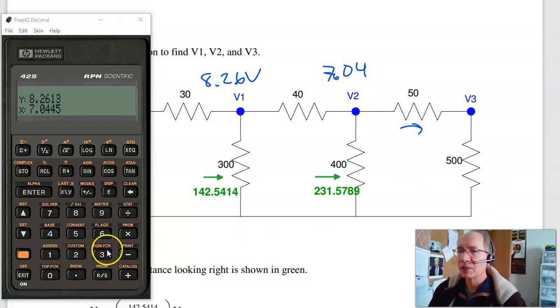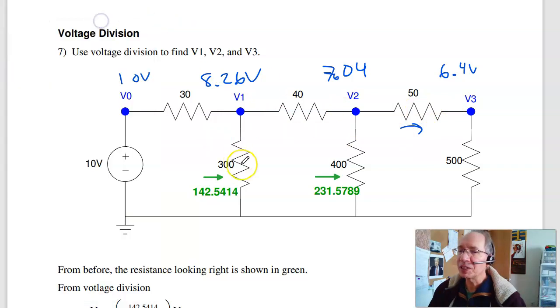I now have 500. Enter, enter, 50 plus, slash, times 6.4 volts. So that's the voltages by voltage division. And note the HP calculators are really, really nice for this, especially when you get to complex numbers. Highly recommend. Get an HP calculator. Get it, get to know it. It's worth 10 points on tests.